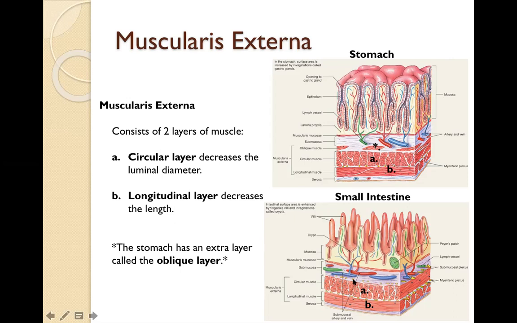If we look at the muscularis externa of the small intestine, there's only two layers. There's that circular layer and the longitudinal layer. Again, the circular layer is really just wrapping around the whole lumen. And when those muscle fibers shorten, you shorten the luminal diameter of the small intestine. And that longitudinal layer, when those muscle fibers contract, you actually decrease the length of the small intestine. So that back and forth action allows for mixing of substances together. The small intestine does not contain that oblique layer of muscle.